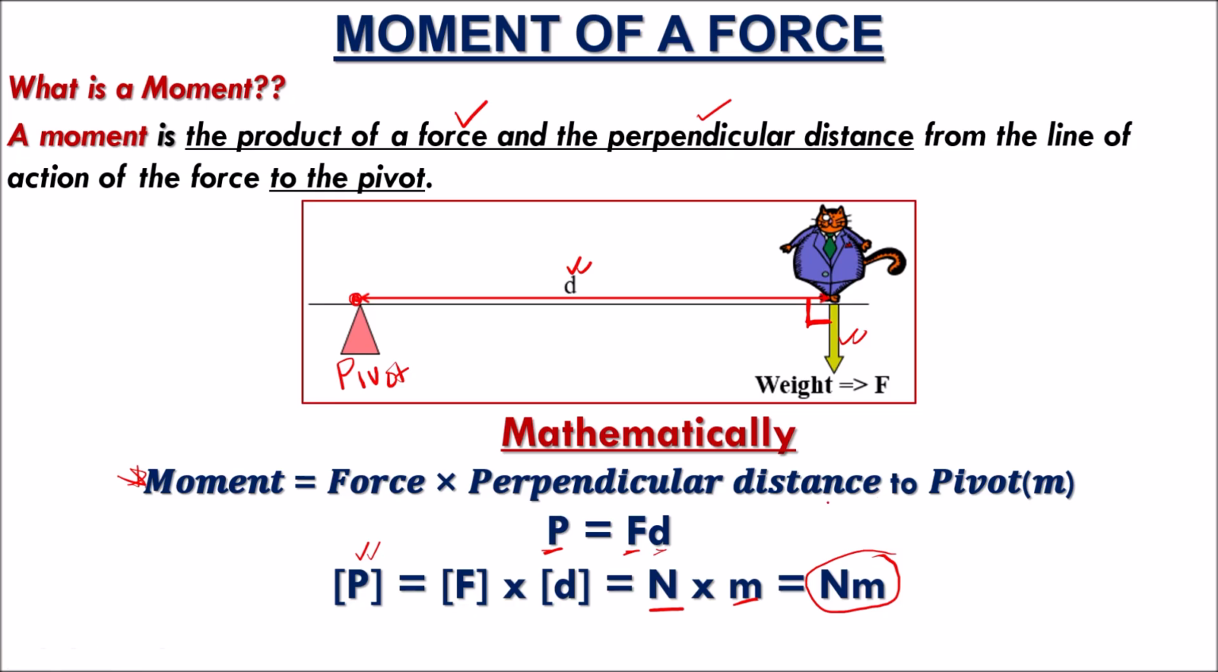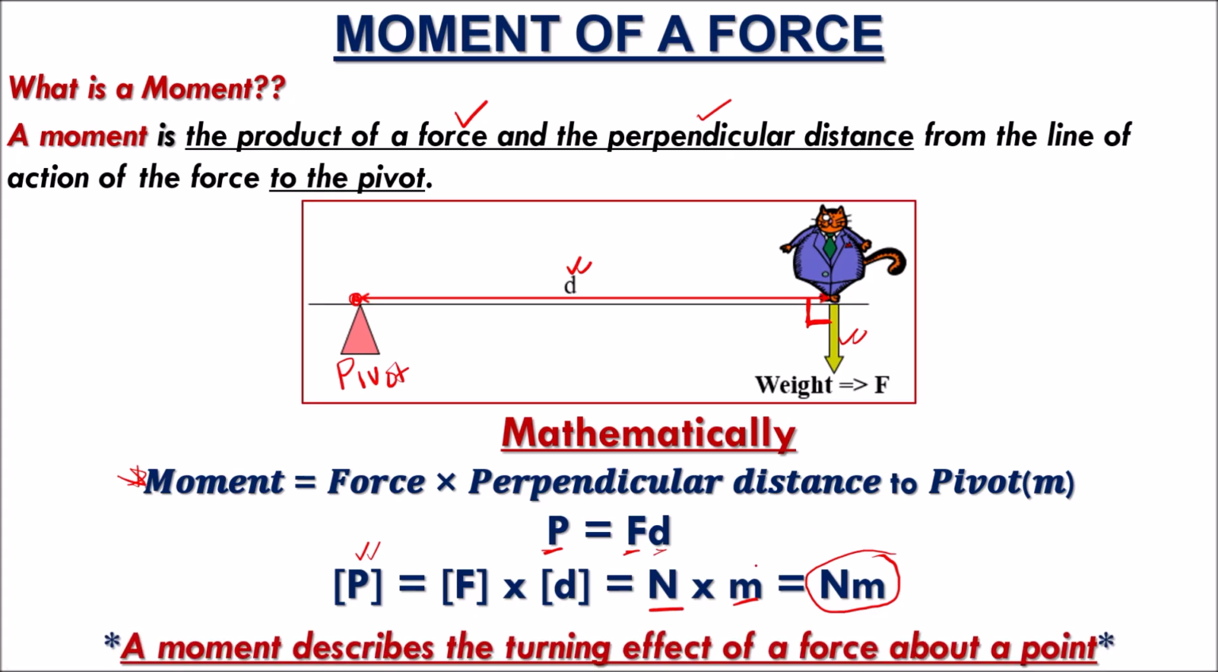Another important aspect which is highly examined at IGCSE is you should know that a moment measures or describes the turning effect of a force. This force here will cause the object to rotate or topple in the anti-clockwise or clockwise direction. So this is the turning effect of a force. It causes rotation or toppling. So a moment describes or measures the turning effect of a force about a point.